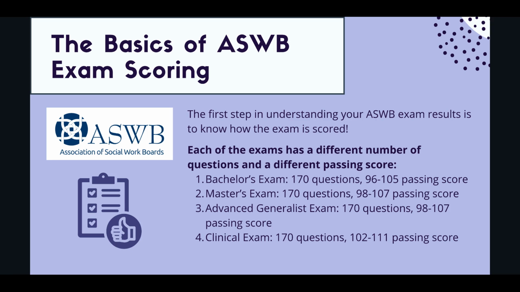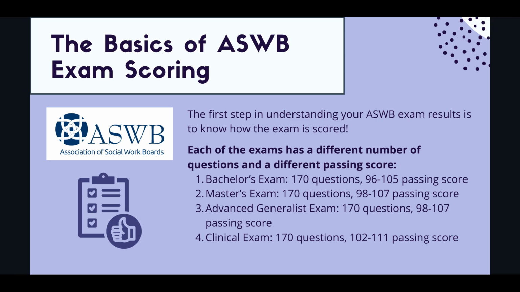The thing that we hear a lot from our students at Agents of Change is a surprise that the passing score for their exam may be different than someone else's passing score. So for the bachelor's exam, a passing score can be as low as 96 out of 170 or as high as 105. We'll talk about why there's a range for passing scores. For masters, it's in the range of 98 to 107. Same thing for the advanced generalist, 98 to 107. And for the clinical exam, it's 102 to 111. So a little bit higher there on the clinical side for the amount of questions you need to get correct.